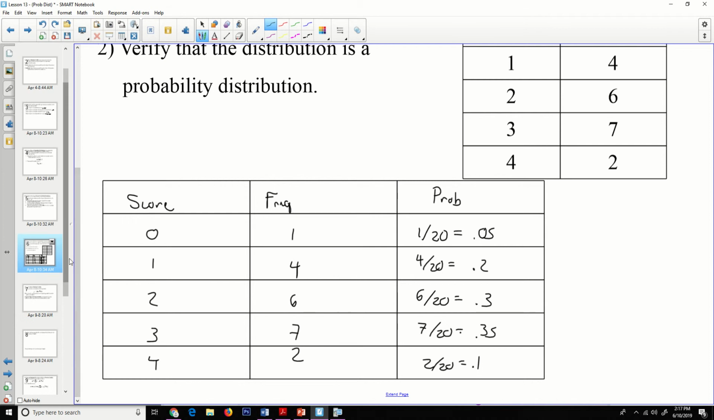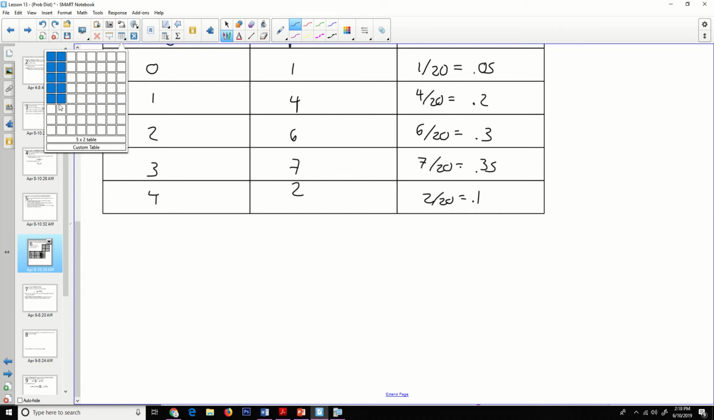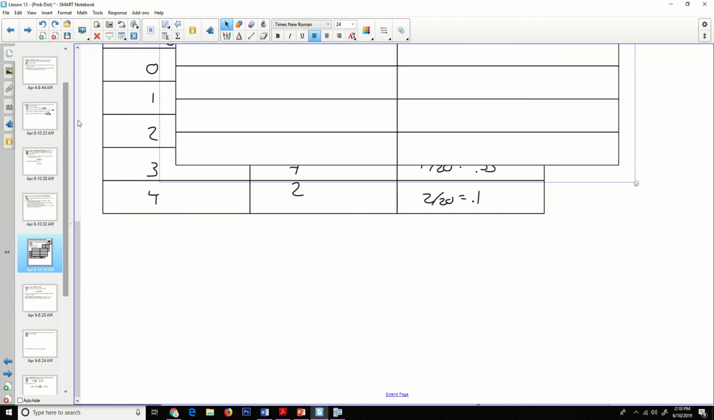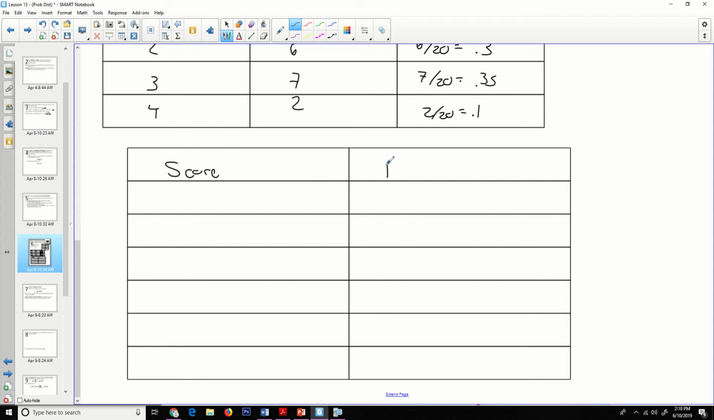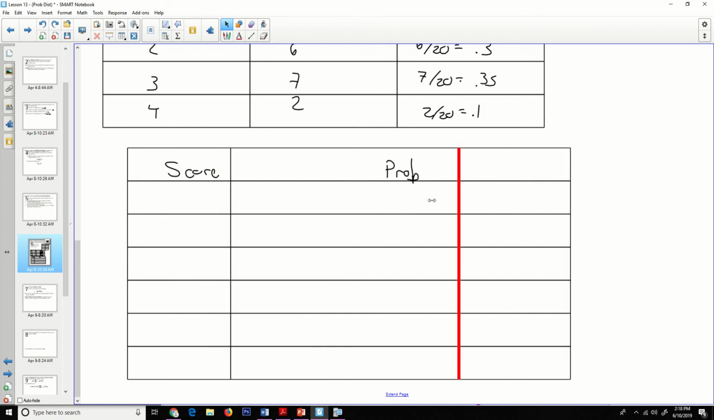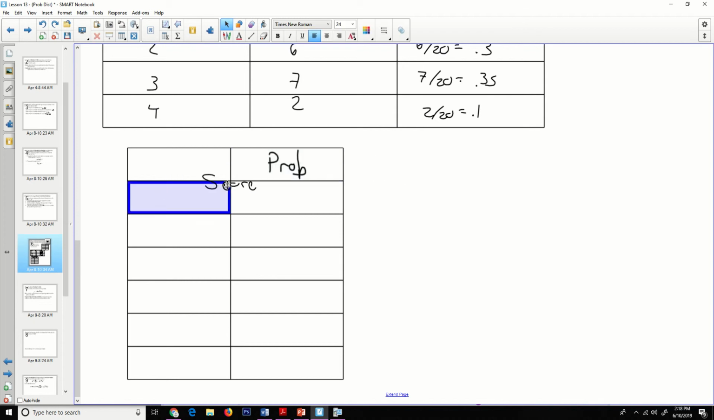Now, our final probability distribution will look like this. Let's add another table here, and we're going to add a 7th column, or 7th row. Come back down here. And so we have the score, and we'll have the probability. Let's shrink this up a little bit. It takes a little too much room. There we go. All right, and I want that going there.